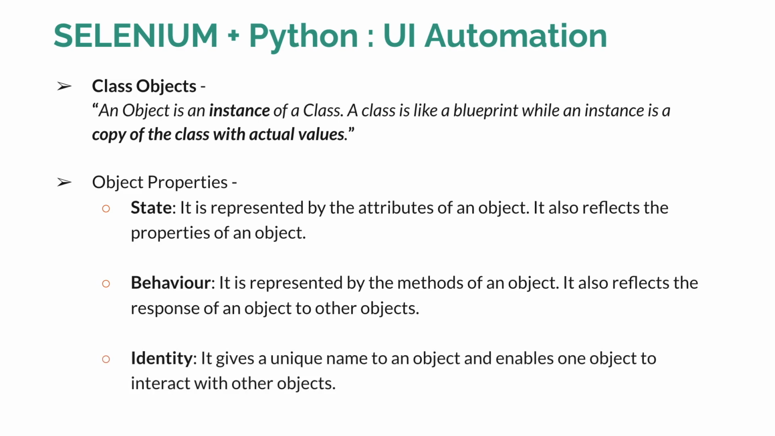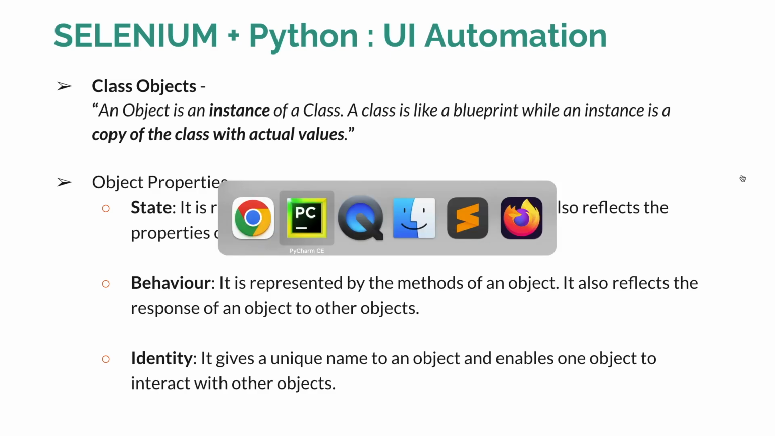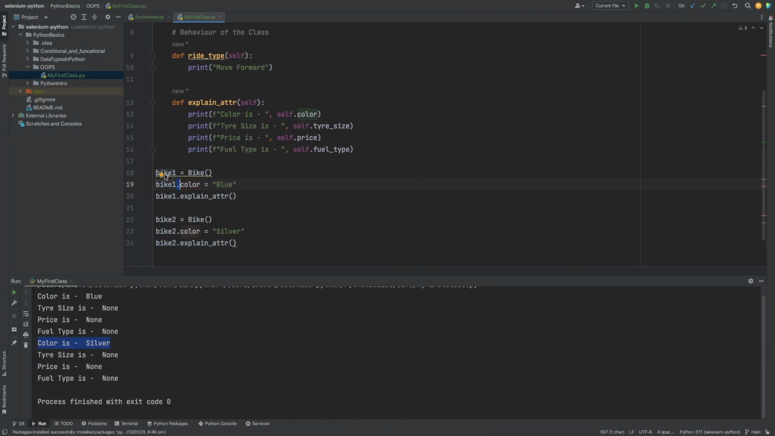And third is the identity. Each object will have its unique identity. So in our example, bike 1 is an object which has its unique identity bike 1, and bike 2 is an object which has its unique identity bike 2.